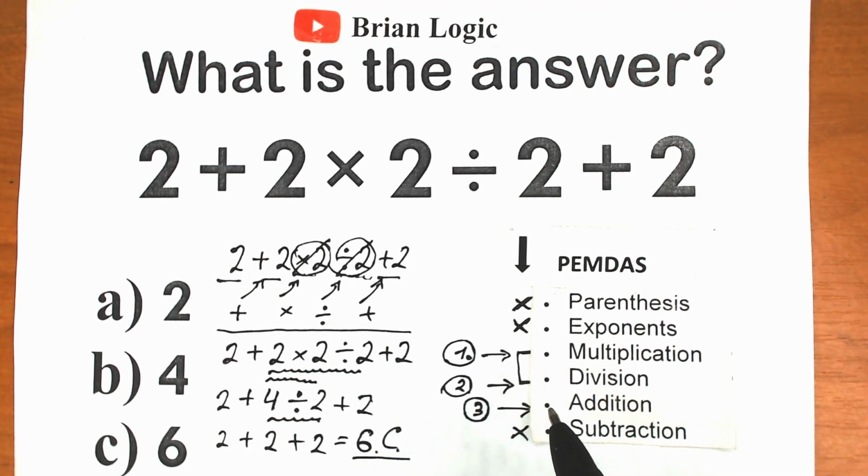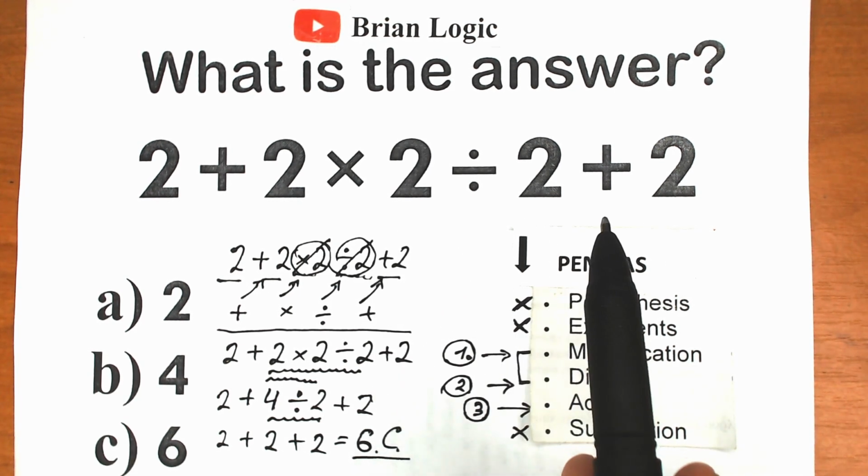This PEMDAS has 6 steps right here. First step, parentheses, next step, exponents, next step, multiplication division group, and the last step is addition and subtraction group. So first step, you need to scan what you have in this expression.